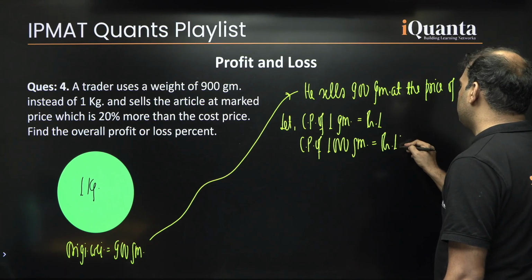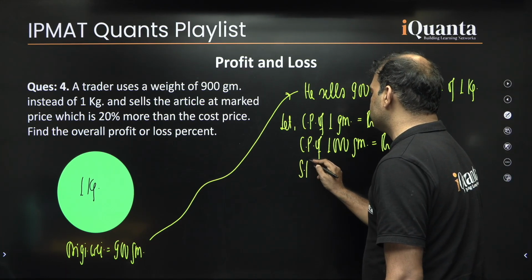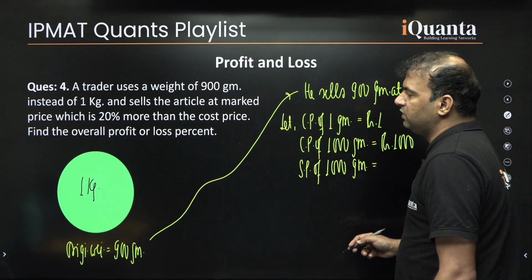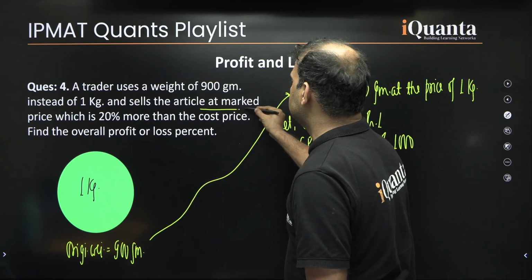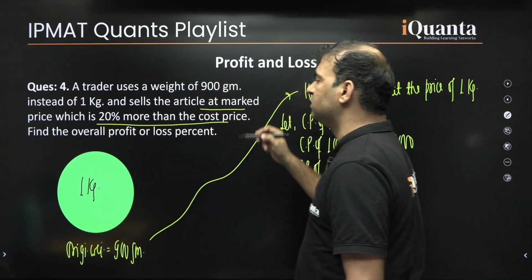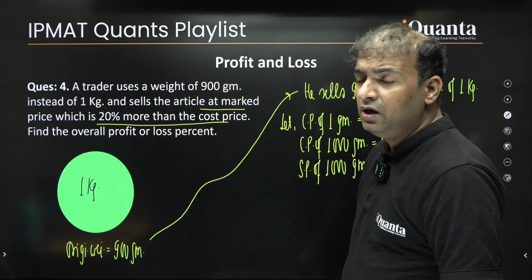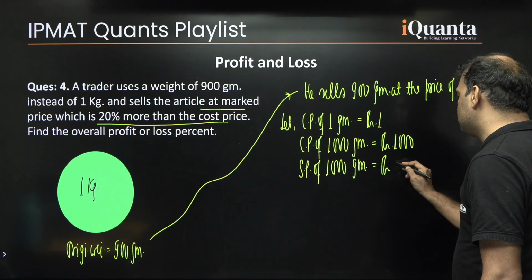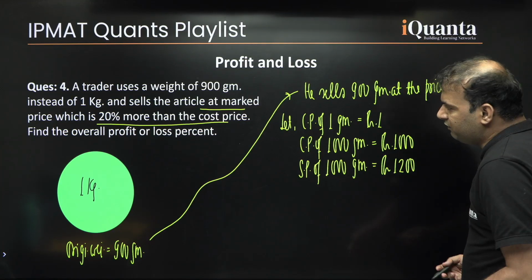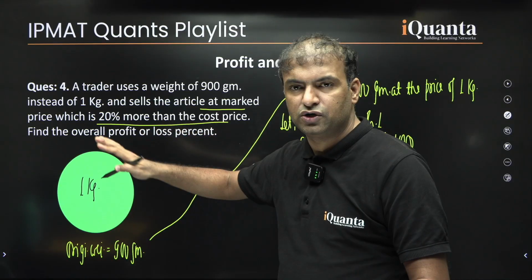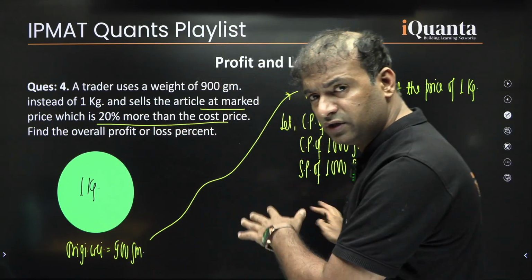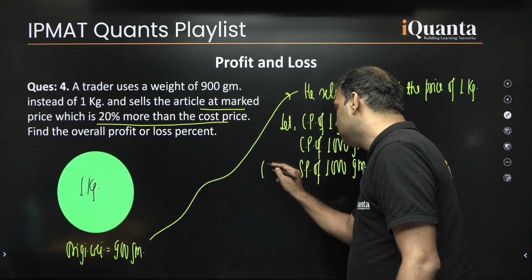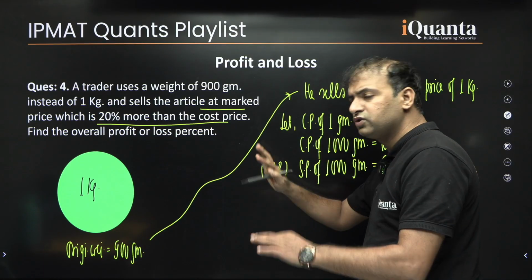And what about the selling price, guys? The selling price of 1000 grams should be how much? Now comes the part of the marking up. Remember, he sells the article at the marked price, which is 20% more than the cost price. So what should be the selling price, guys? It is 20% more than that, which means it has to be 1200, right? See, he's only marking up. He is not giving a discount in this problem. So there is no discount. That means the marked price must become the selling price as well, simple.